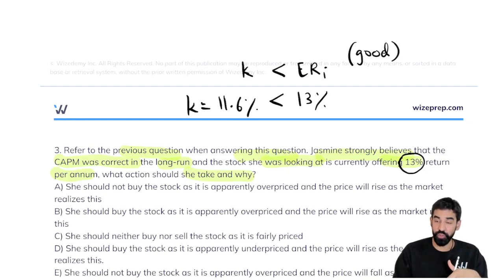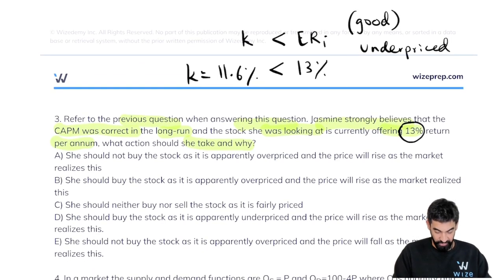You're making more. So that means, is it overpriced or underpriced? Well, the return is higher, but that means the price is lower. It's underpriced. Like, let's say right now it's at $100, but it should be trading at $105 because its return is higher than what the fair required return was. So that means it would be underpriced.